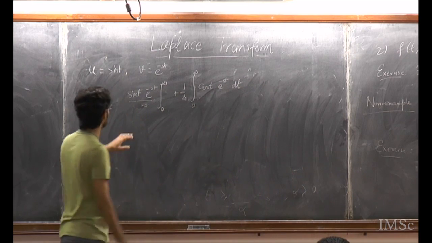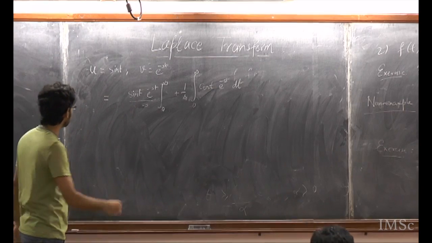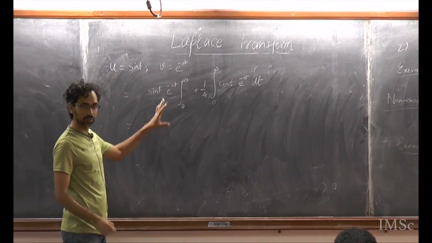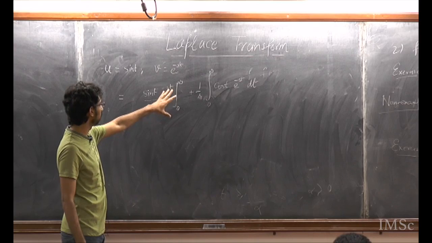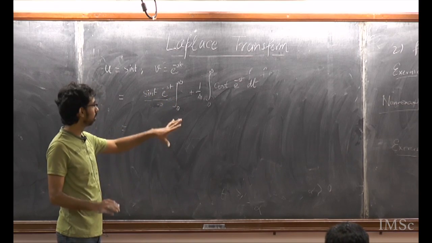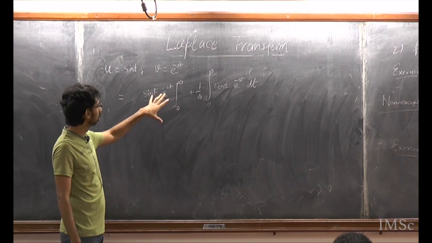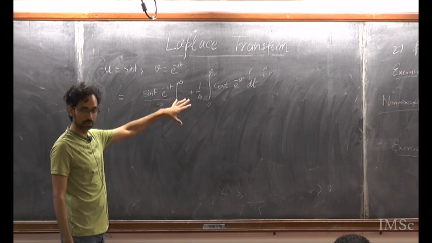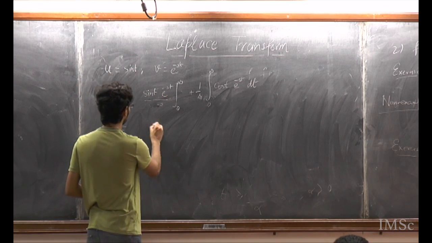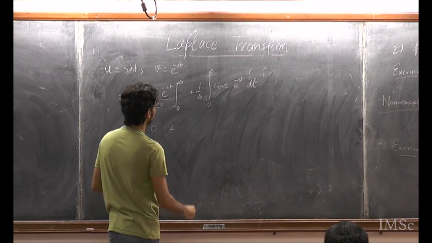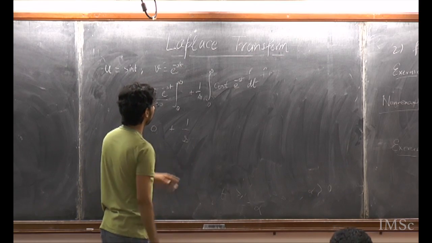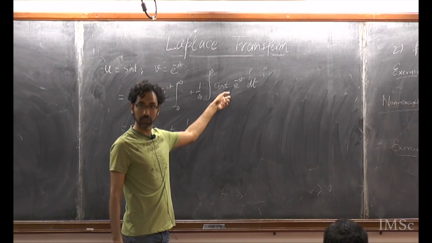So we can evaluate these limits. At 0 it's 0 because sine 0 is 0, and at infinity sine t is bounded, so it's of exponential order, and this goes to 0. So this is 0, and you have the Laplace transform of cos t.